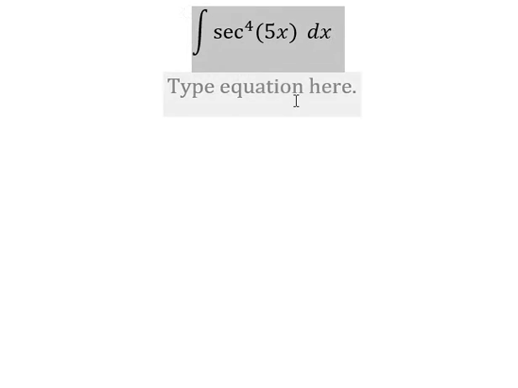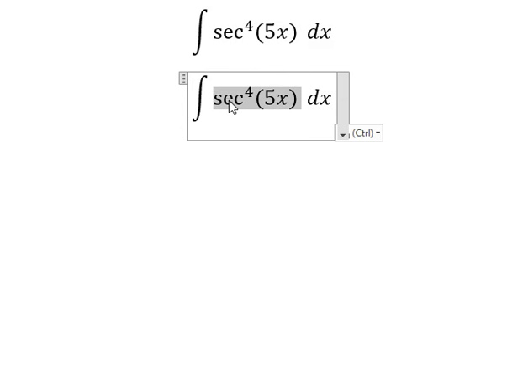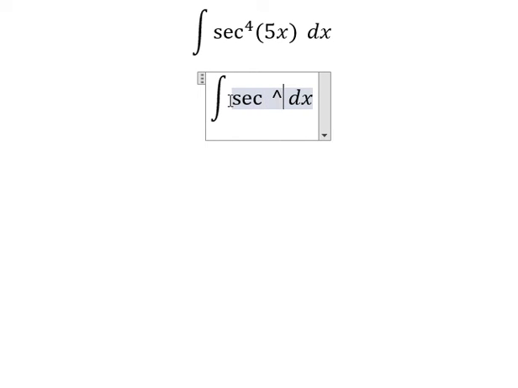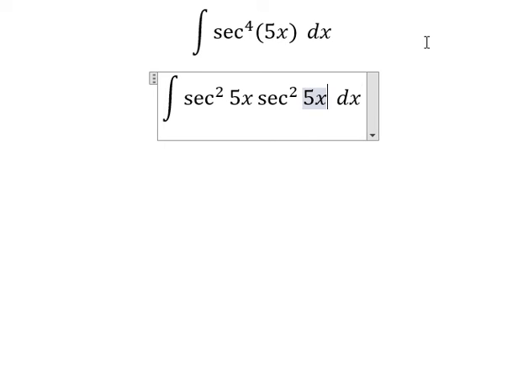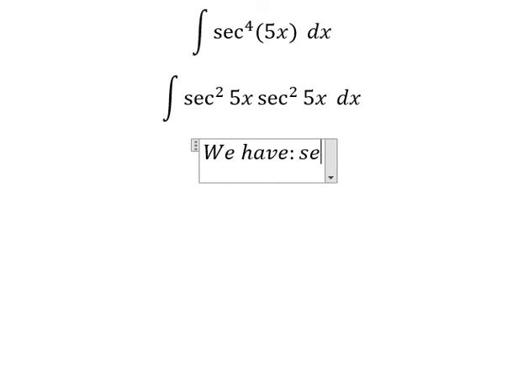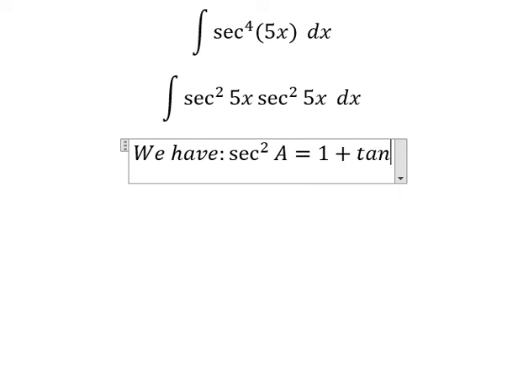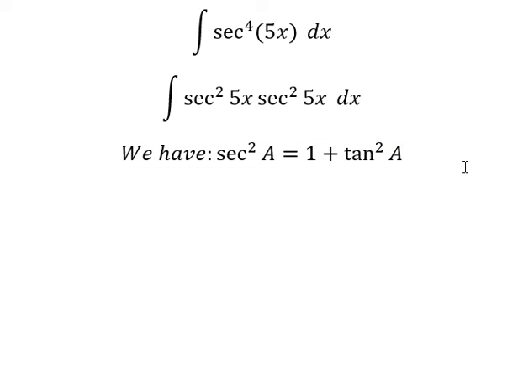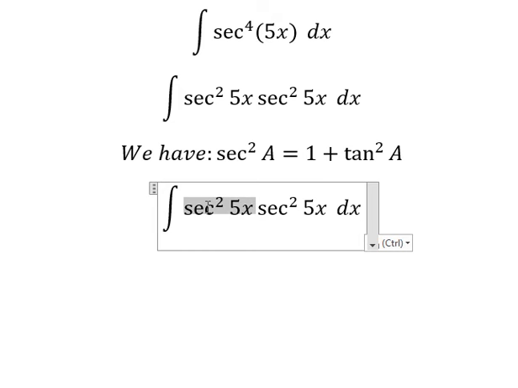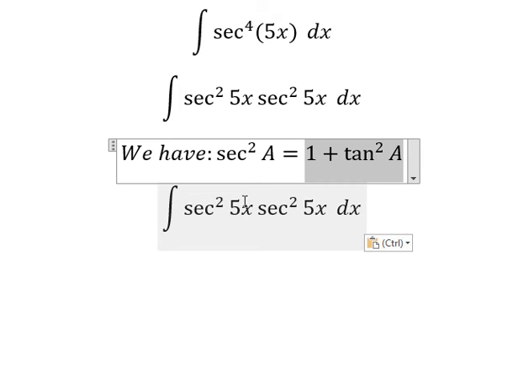The first thing we need to put into is secant squared of pi x. Next, we have the formula in here: secant squared of a equals 1 plus tan squared of a. So now I need to transform this one into this one.